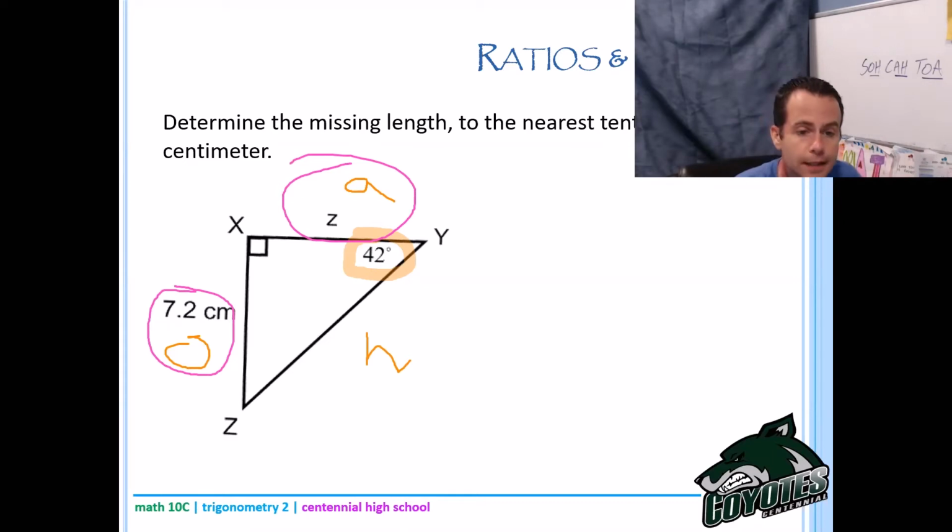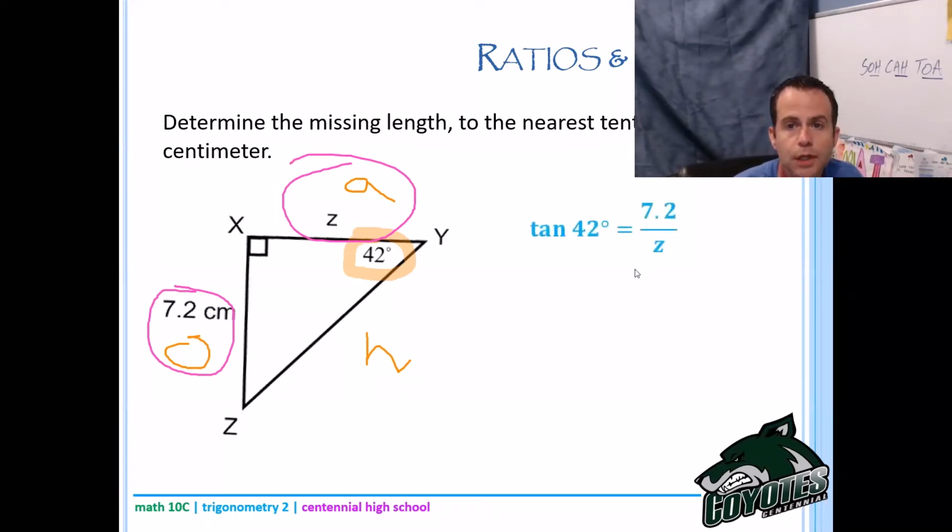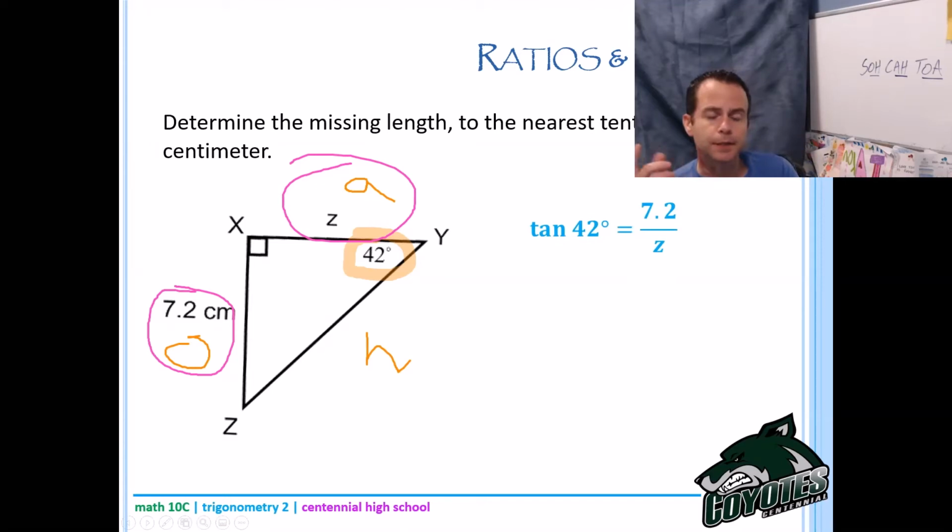So I'm going to set this up using tan again. So I say tan of 42 is opposite, which was 7.2 over z. Now this one's a little trickier to solve. It's not bad, but there's just an extra step here. The reason there's an extra step here is because my unknown is actually on the bottom of the fraction.